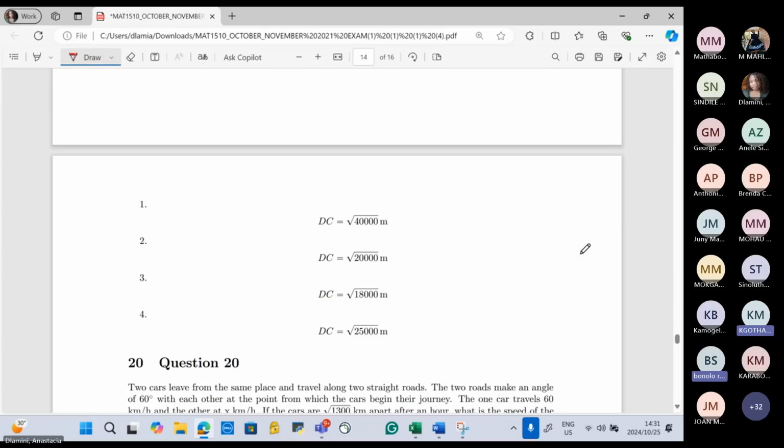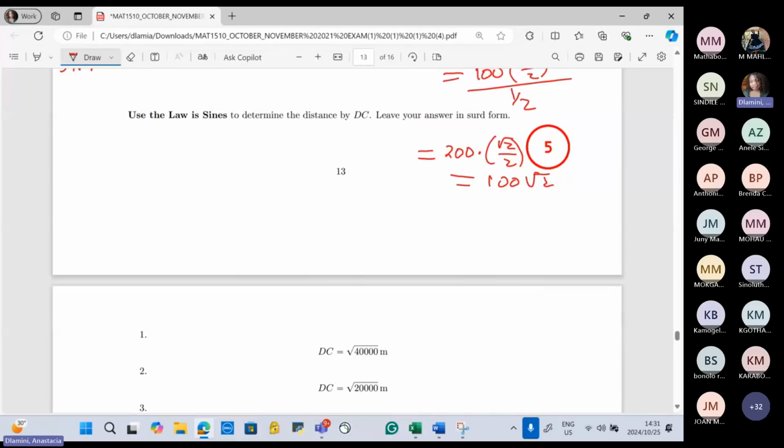None. They told us to leave it in set form, though. Yes, it is in set form. 100 is square root of 2. That's set form.